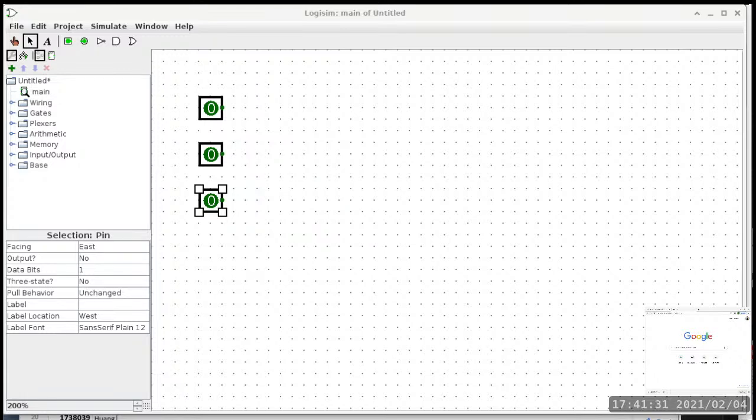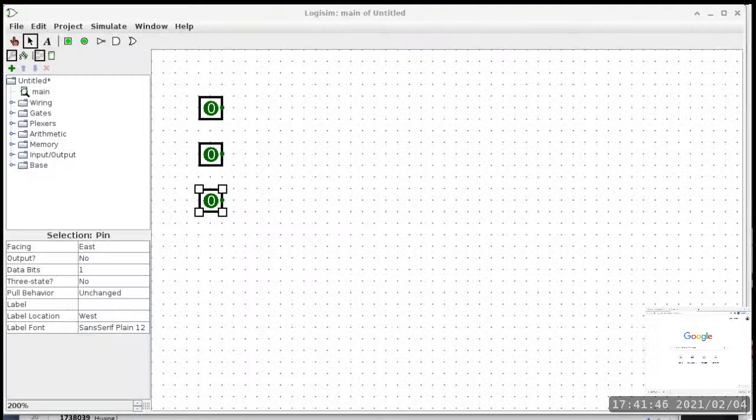My camera is showing a Google tab. I can turn that off if it is distracting. So we'll turn that off. There we go. Nope, it's not even turned off. Nope, that's not it. There we go. Okay. All right.